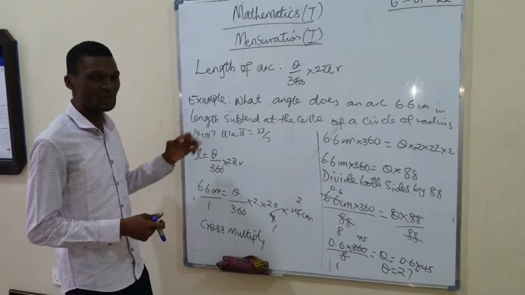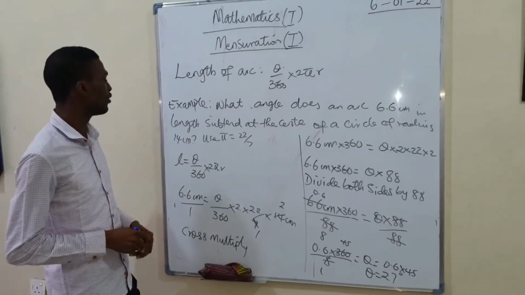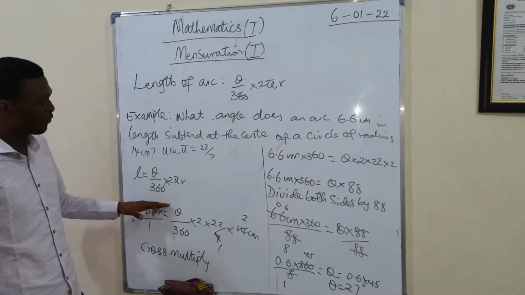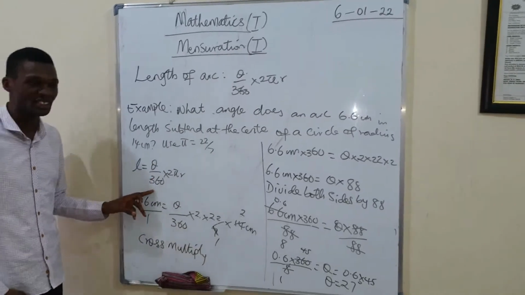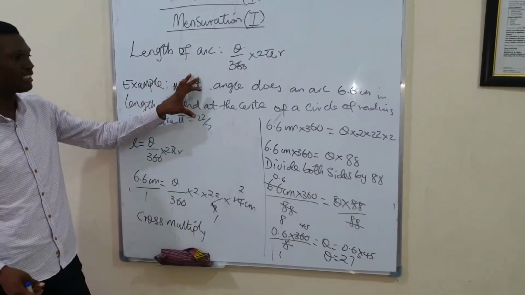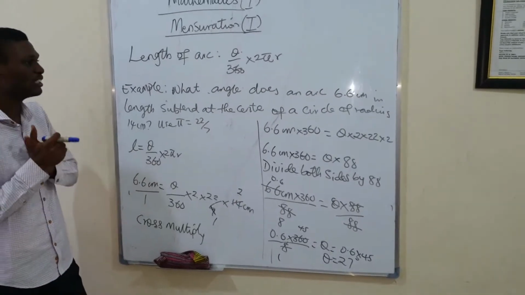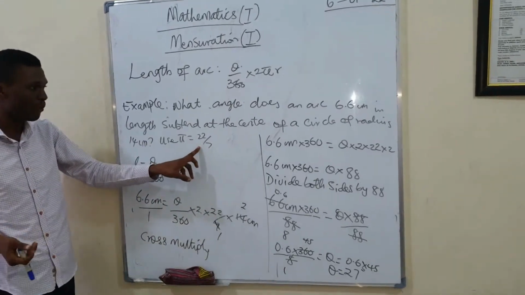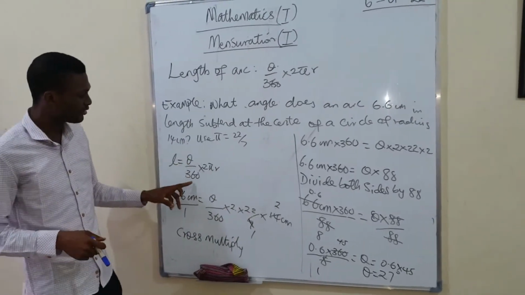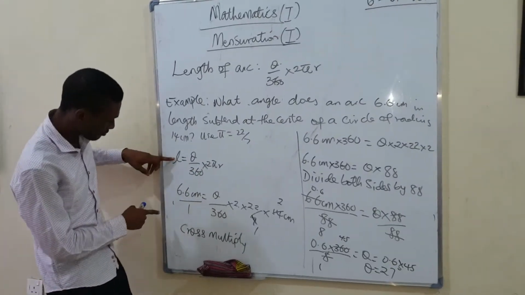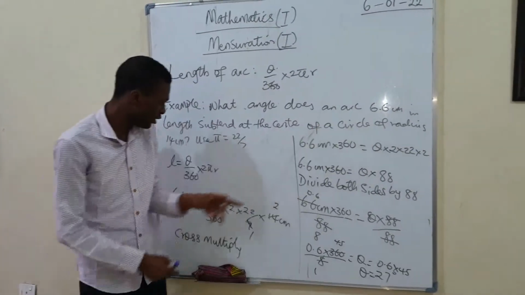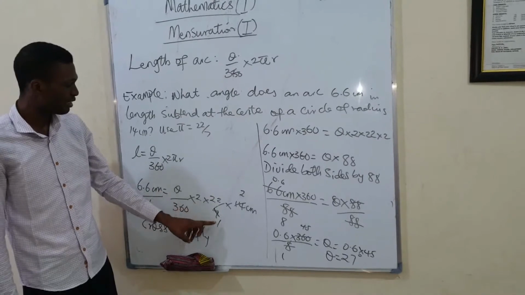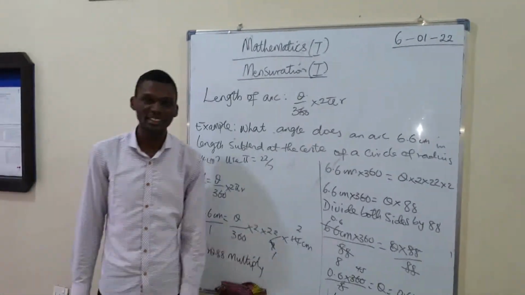What angle does an arc 6.6 cm in length subtend at the center of a circle of radius 14 cm, using pi as 22/7? We first write our formula. Length of an arc is given as theta over 360 times 2 pi r. Now, in this case, like I said, the angle is not given. We have the length of the arc, the radius of the circle, and the value for pi, which we already know. Length is 6.6 cm equals theta, which is not given, all over 360 times 2 times 22/7, then times our radius of 14 cm.